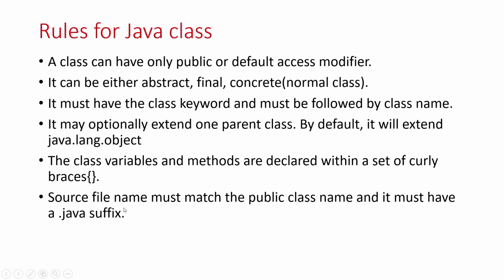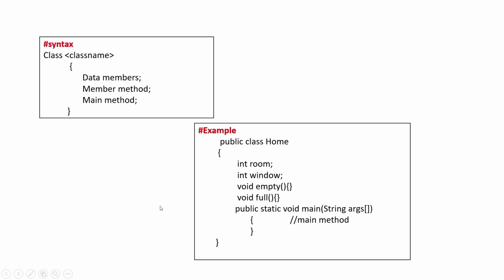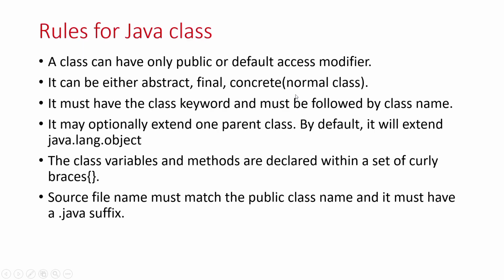The source file name must match the public class name and it must have the .java suffix. Okay, so here is the example of the Java language, right? As our class name is Home, our file must be named Home and suffixed with .java, meaning our file name should be Home.java.